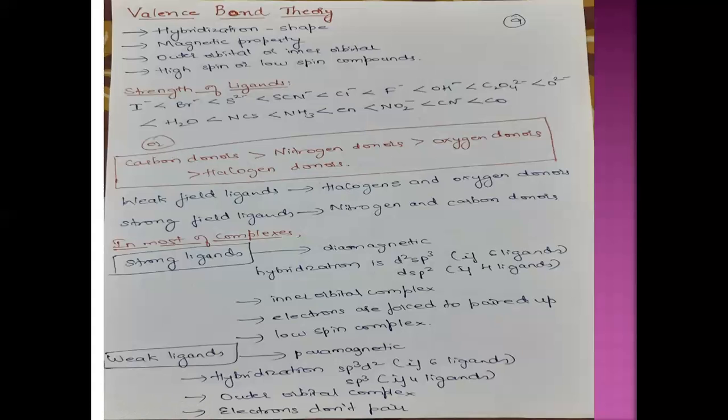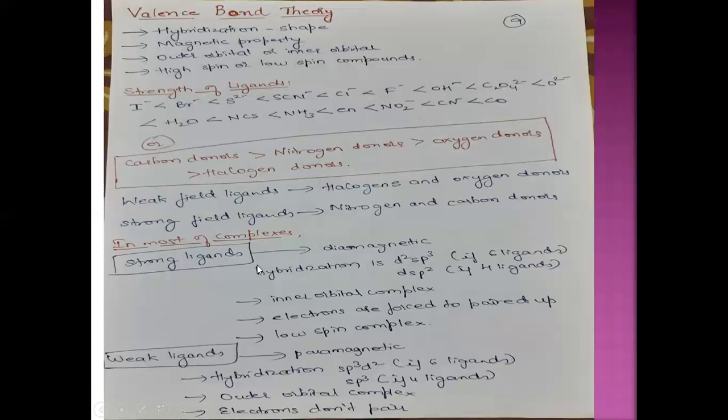First, when you identify strong ligands and weak ligands, it will give you a clear picture regarding the hybridization, magnetic property, low spin or high spin complexes, and inner or outer orbital. How is that? Just see. These are the quick points I have given you.